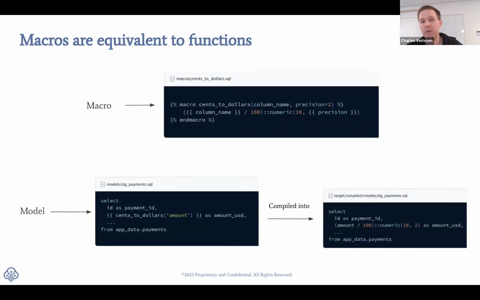So macros are really equivalent to functions. When you create a DBT macro, it's like creating a function in Python. Here you have the definition of the macro on the top, and then a model that uses it. You just call a macro with double curly braces, cents to dollar. The macro is expecting one argument, which is a column name, so you pass the amount here. And then you see on the right, when it's compiled, that DBT is compiling the macro into something that will then be used by your analytical database.